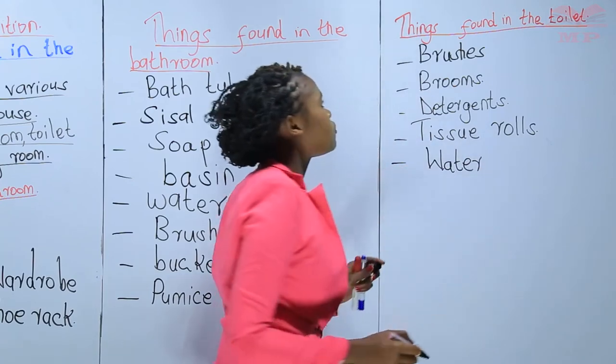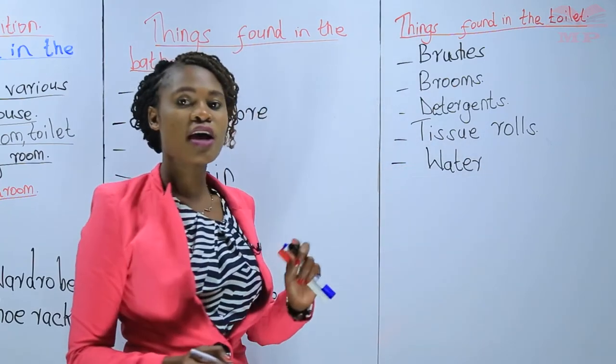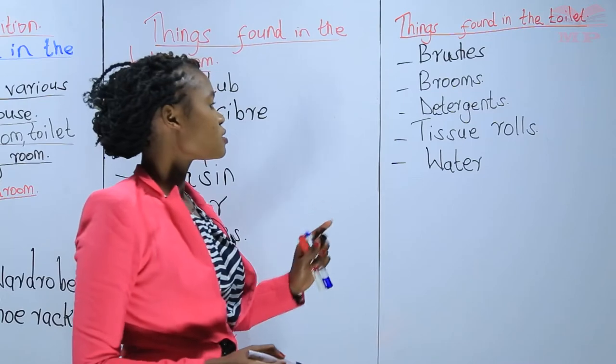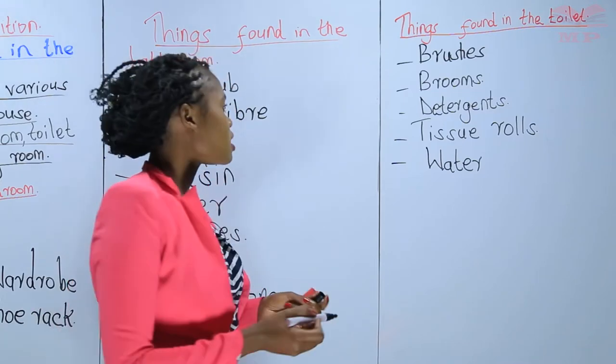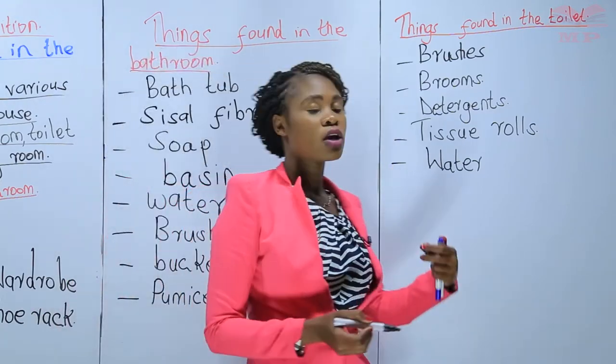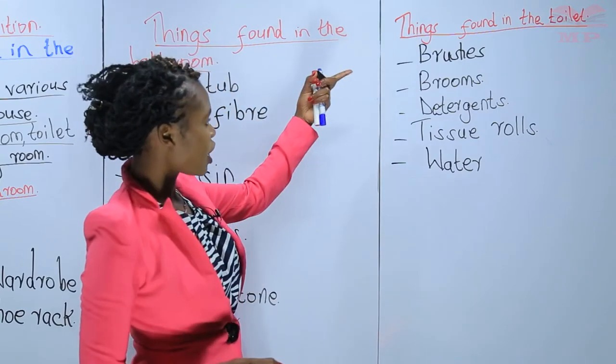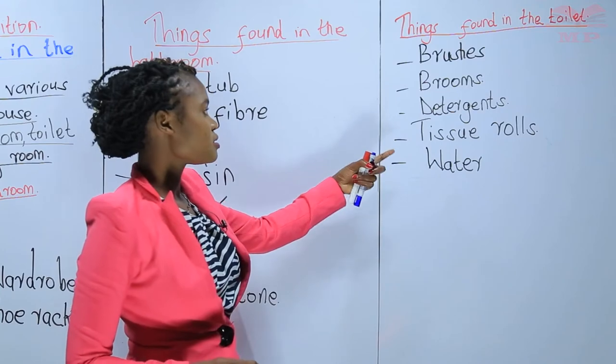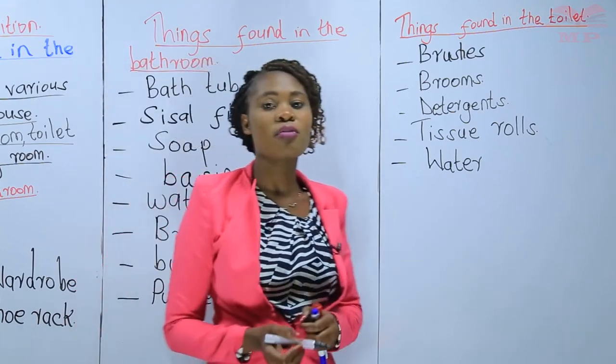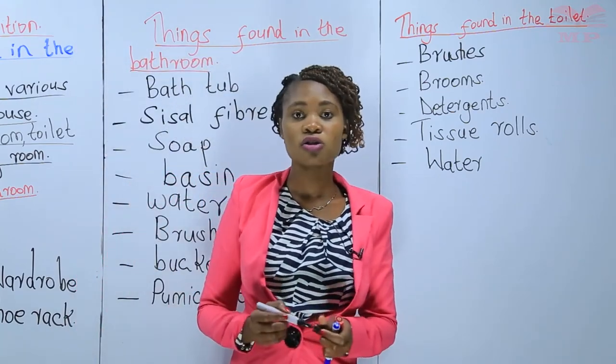We use water to flush the toilet. We flush modern toilets. Flushing means you are pouring a lot of water in the toilet. So we have water in the toilet for us to flush the toilet. So brushes, brooms, detergents, tissue rolls, and water are some of the things that are found in the toilet.